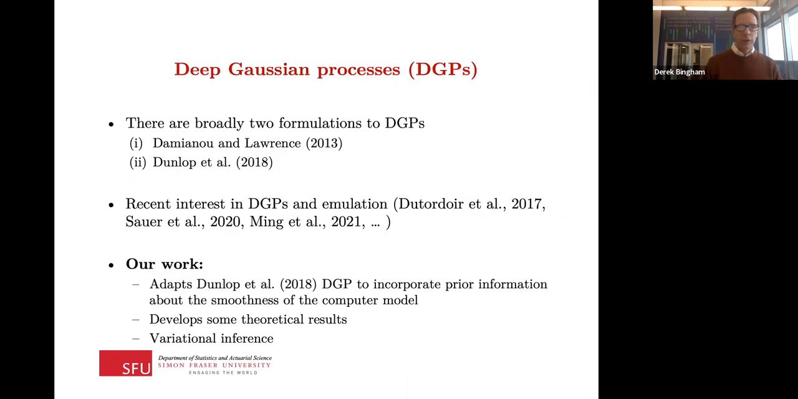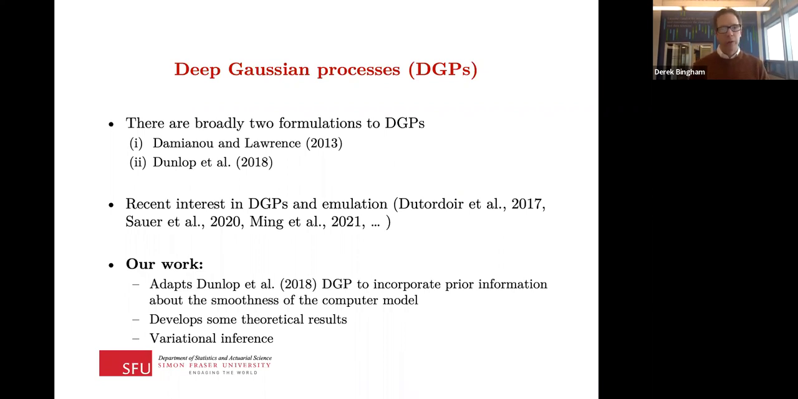Okay, so deep Gaussian processes. There's a deep something for any statistical model out there, it seems, these days. And really the idea is to fit more and more complicated response surfaces as a function of the inputs. There are two broad formulations for deep Gaussian processes, one by Damianou and Lawrence, and the other one by Dunlop et al. And this has made its way into the computer model world in recent years.